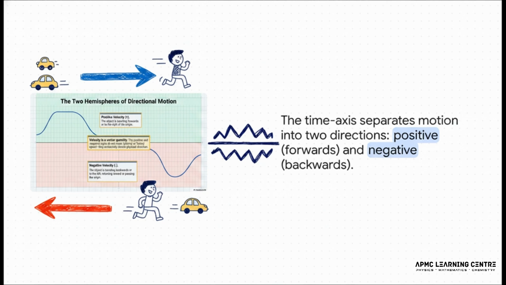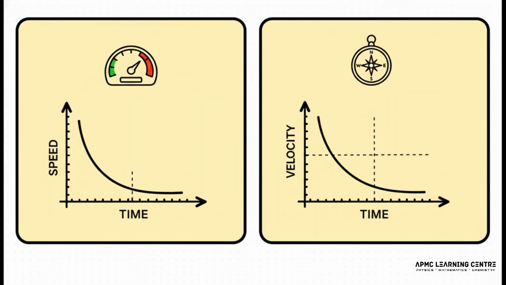Let's just call that moving forward. And any part of the graph that dips below that line, that means the velocity is negative, so it's moving backward. And this is key. The negative sign doesn't mean it's slowing down. It just tells you the direction of travel. And that right there is the fundamental difference.